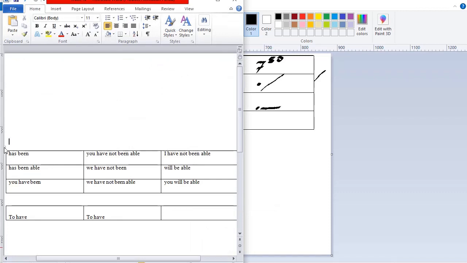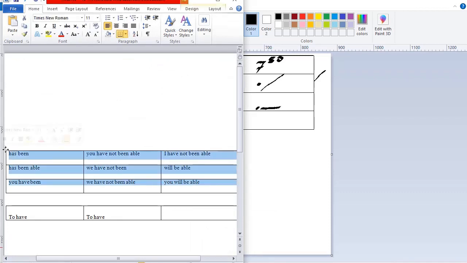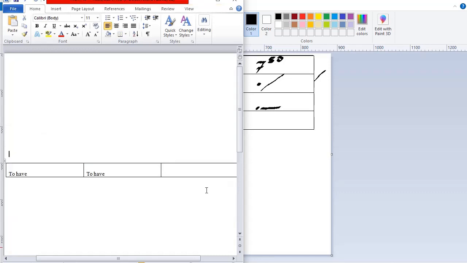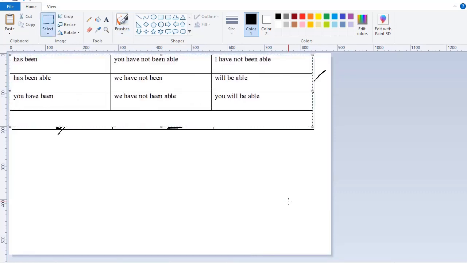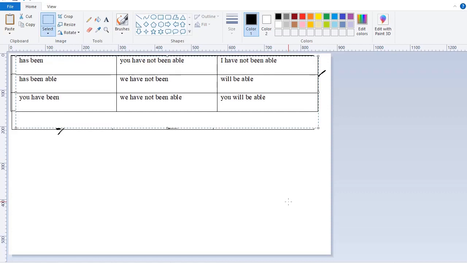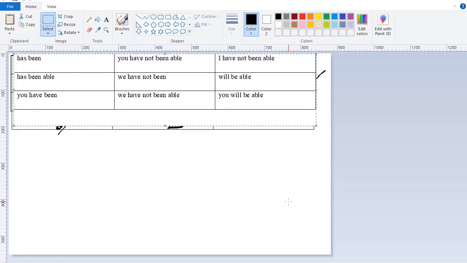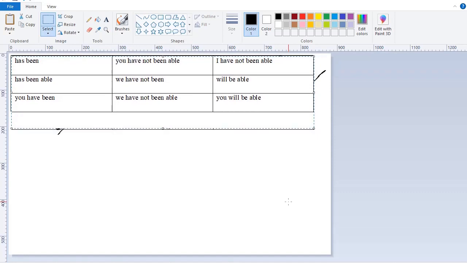Okay, so now let's move on. Ayan, meron pa pala. We still have yung ating being able to phrases. Okay. So, has been. We have has and then been. Ayan. Next, has been able. We have has been able, and then your H.